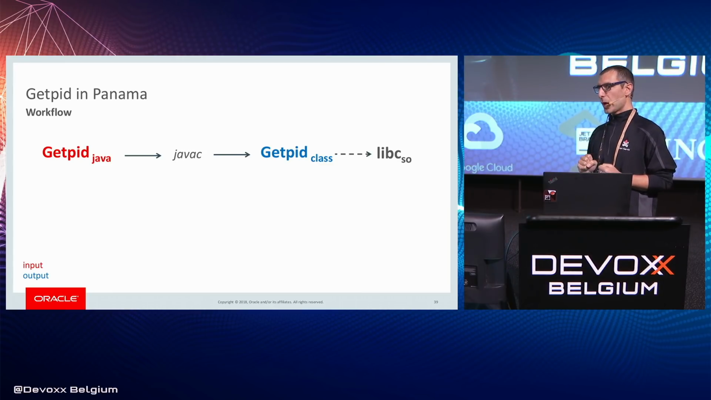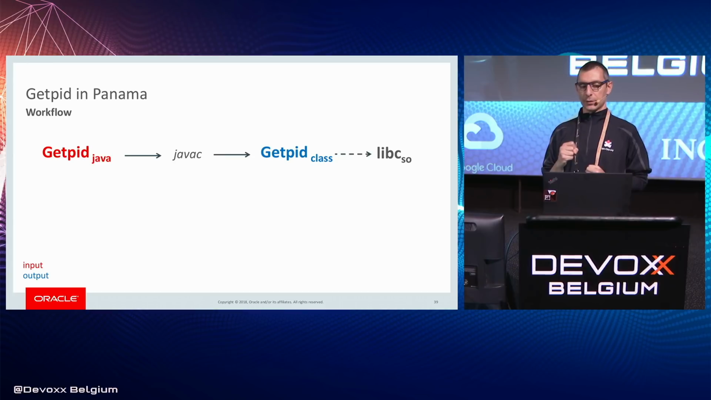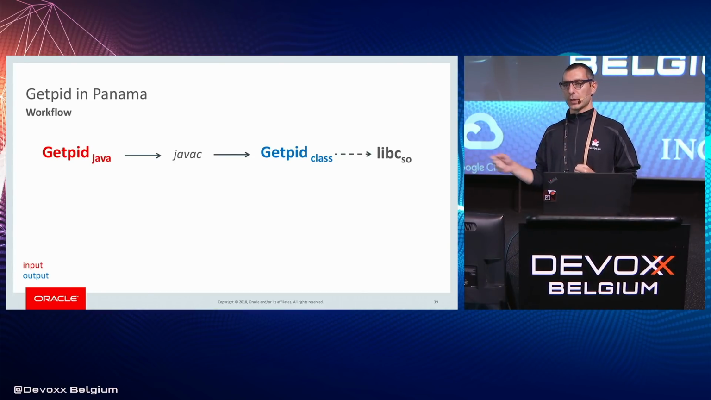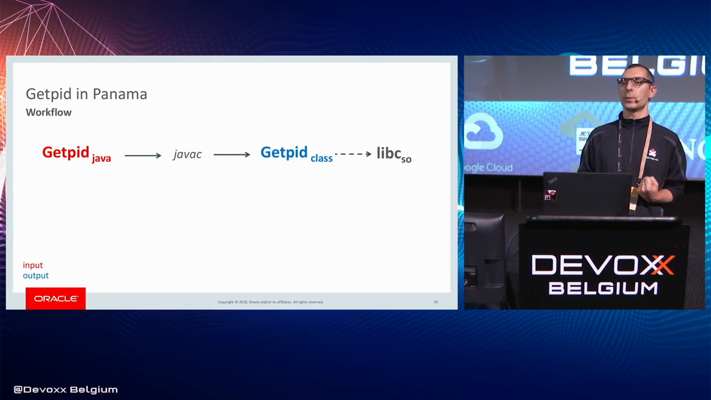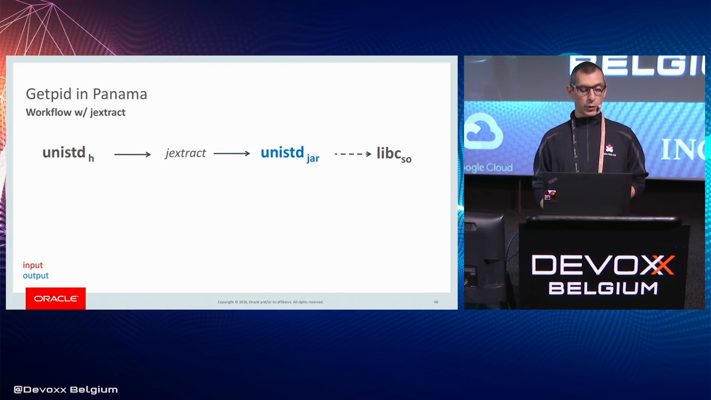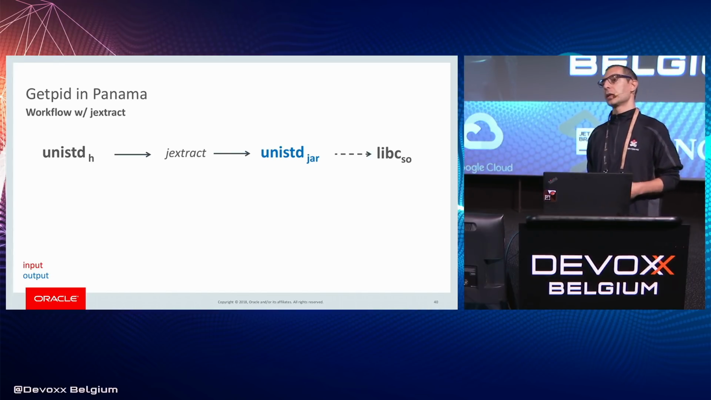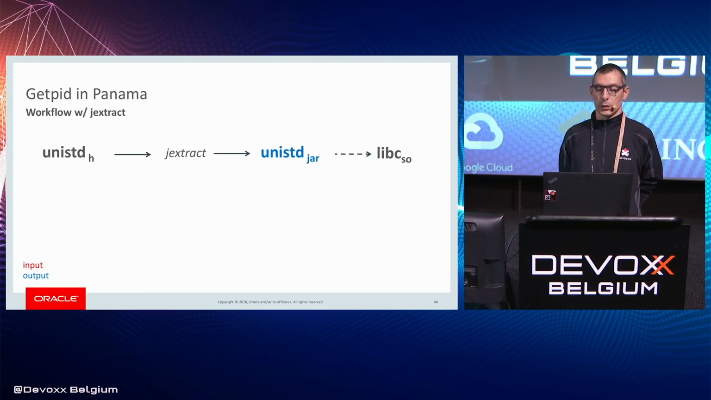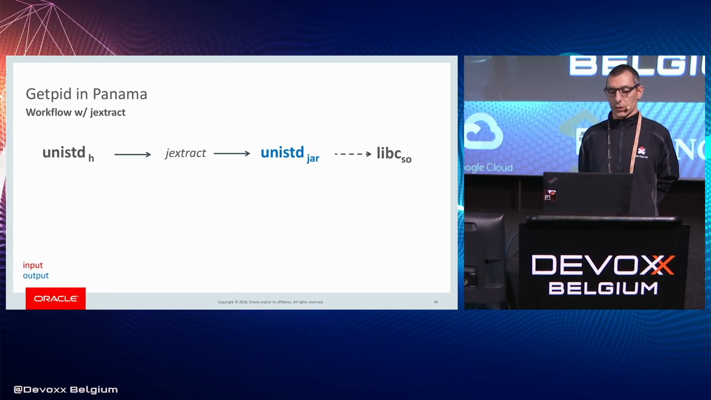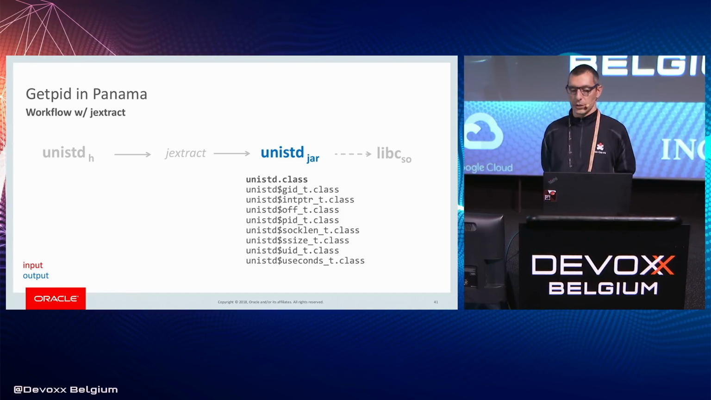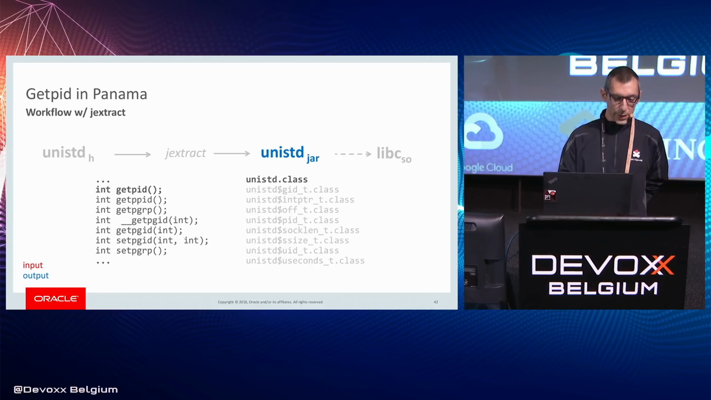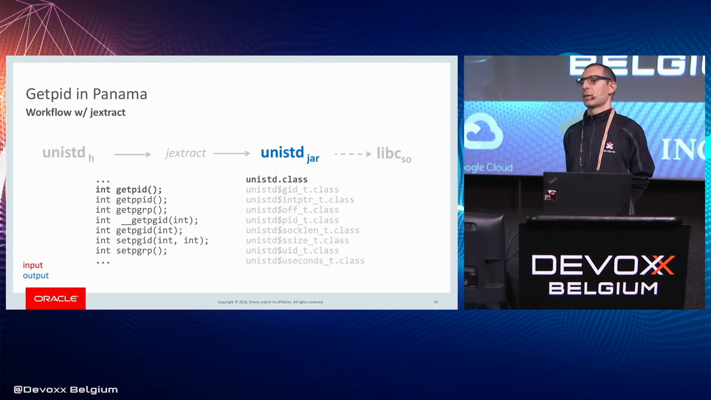So this is the workflow we had with Panama. You still have to write the getPid Java file, you compile it, you get a class, and that's it. But we have seen writing this Java file is not easy because it contains a lot of platform-dependent annotations. So jextract helps us because it makes the task of writing the getPid Java class redundant. We can just point jextract at the header we want, in this case unistd.h, and jextract will generate a bundle, unistd.jar. And what's in this bundle? Well, there's a bunch of classes, among which unistd.class. And if we zoom in, we'll find our old getPid method that we want to call.